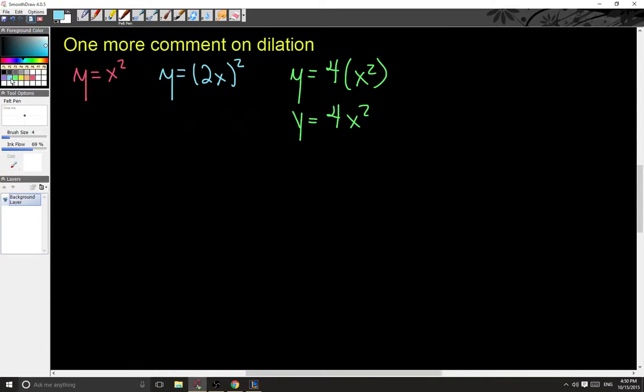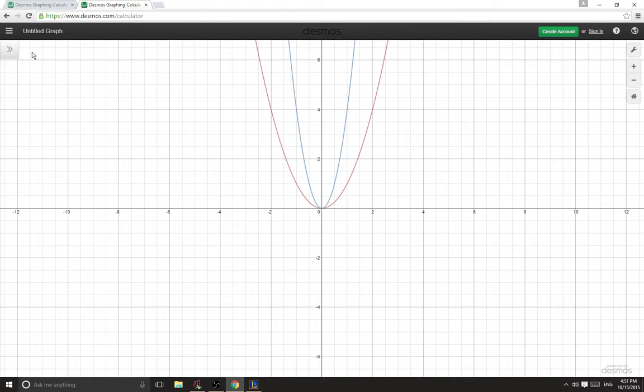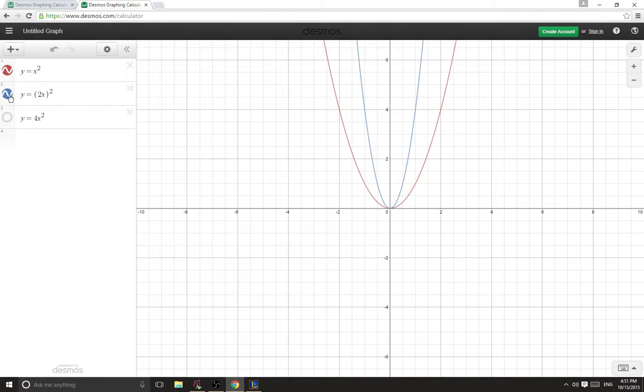And also notice that this simplifies to 4x squared. So that's interesting. When we did this, we got the same equation, even though we did a horizontal dilation here and a vertical dilation here. And what this is trying to illustrate, let's look at these graphs here, this is our 2x squared, this is our vertical one, and notice they're the same. The green one just goes right over the blue one.